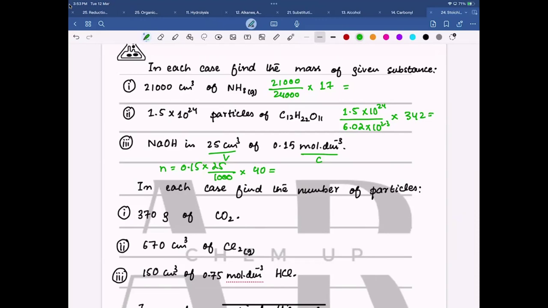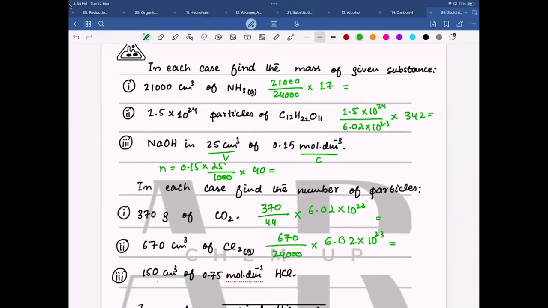Okay, so again, you have to find the number of particles, so you have to convert it into moles. Mass is given, so you will divide it by the MR, you will get the moles, and then you will multiply it with Avogadro's number to get the number of particles. Then here it's a volume of a gas in centimeter cube. So I will use 24,000 centimeter cube to turn into moles, and then multiply with 6.02 exponent 23 to get the number of particles.